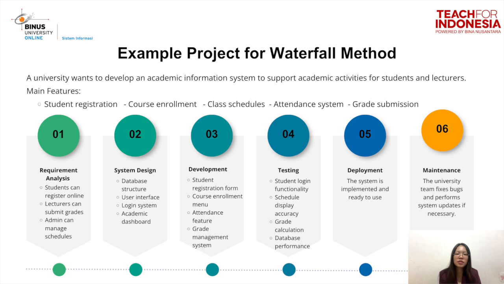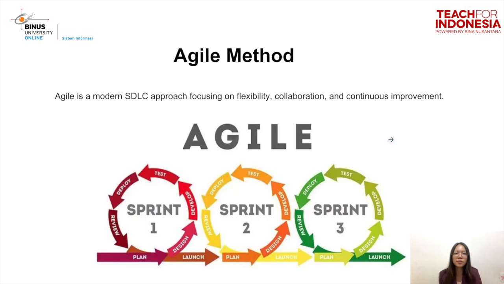Phase 6 is maintenance. The IT team monitors the system, fixes bugs, and performs necessary updates. The 6 phases work beautifully because the requirements for a university grading and enrollment system are highly stable and predictable. I will hand over the presentation to Zia for Agile methods.